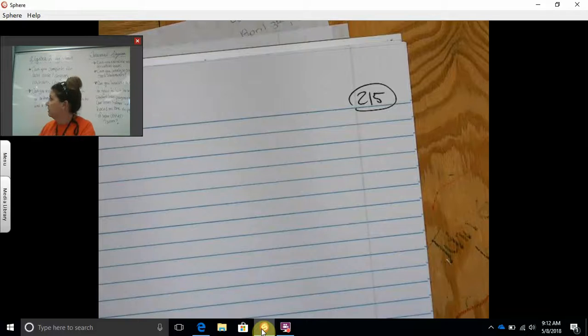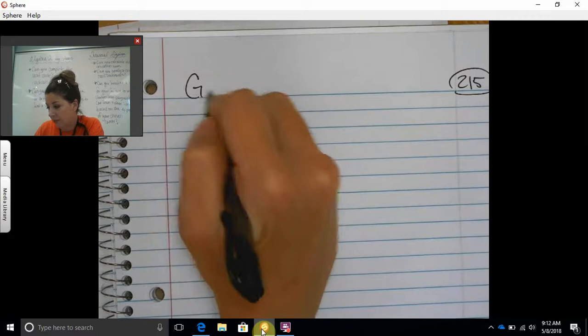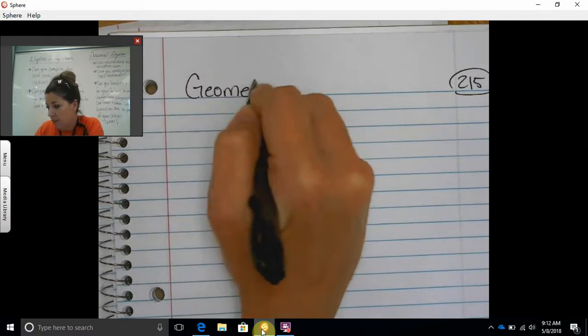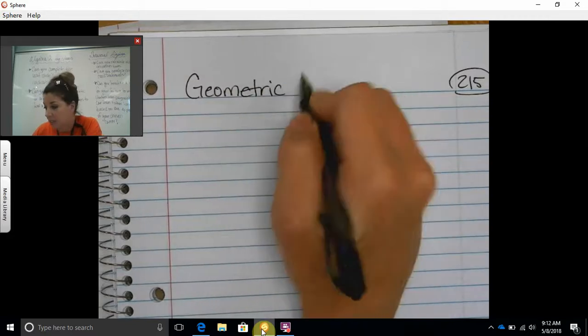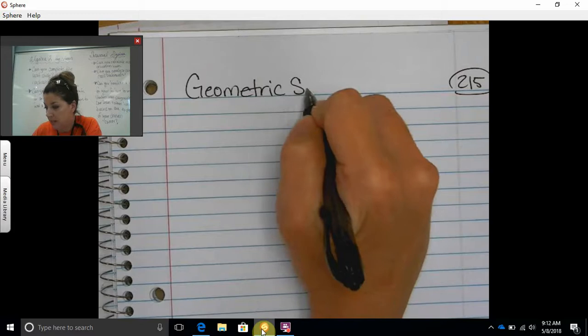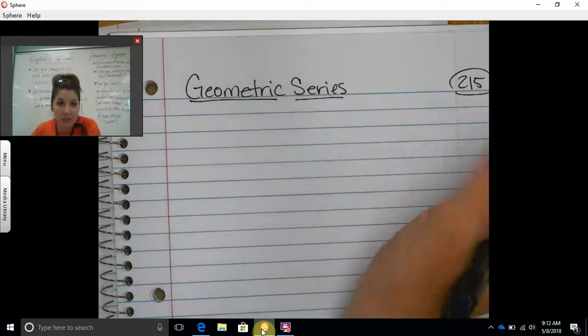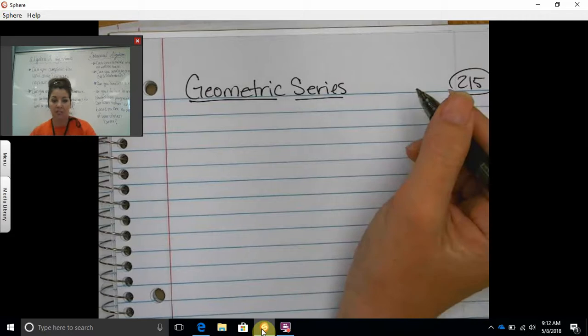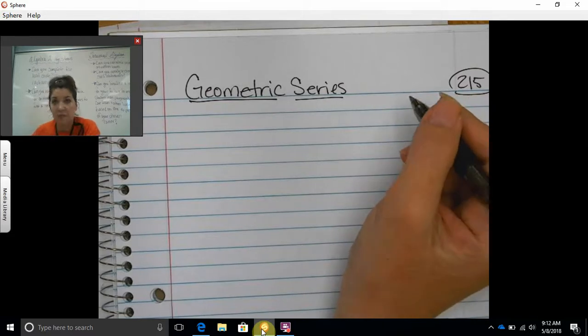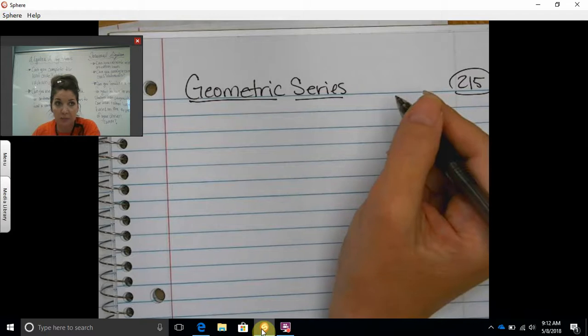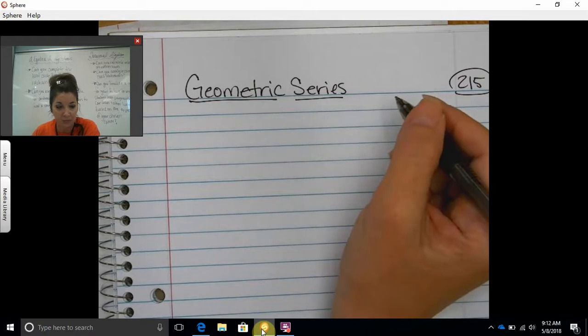Okay, so today we're on page 215, and we're going to be talking about geometric series. We already learned about arithmetic sequence, arithmetic series. Last class we did geometric sequence, but we did not do geometric series, okay? So we got to add that on into our notes. Remember, series is when you're finding the sum of the sequence, okay?